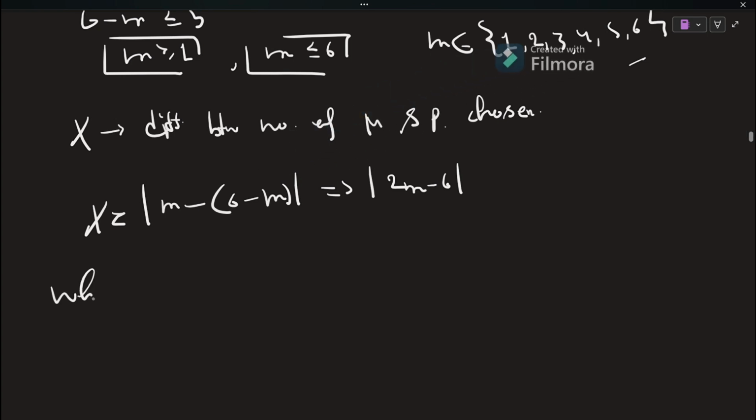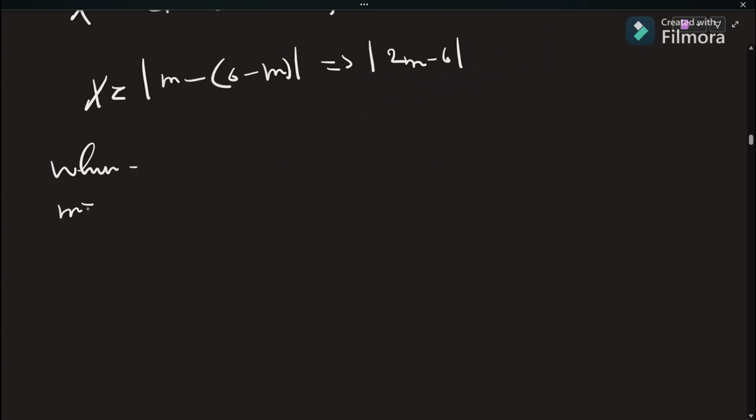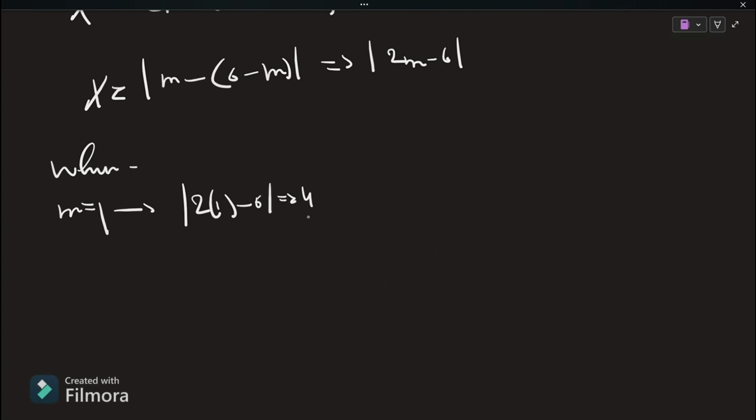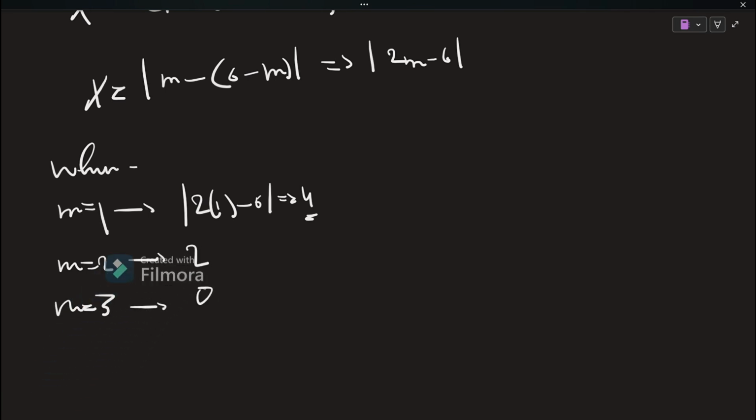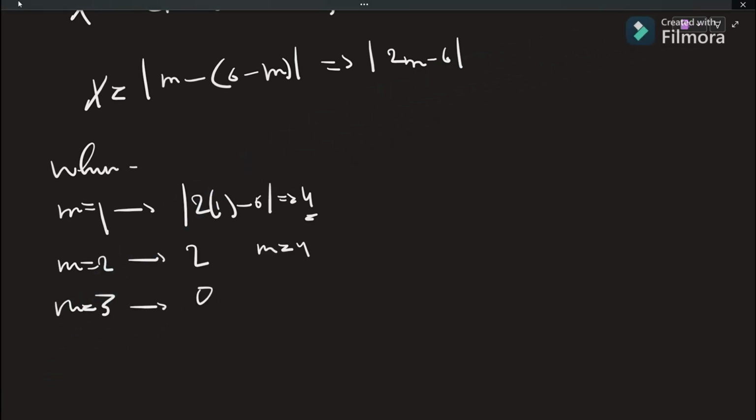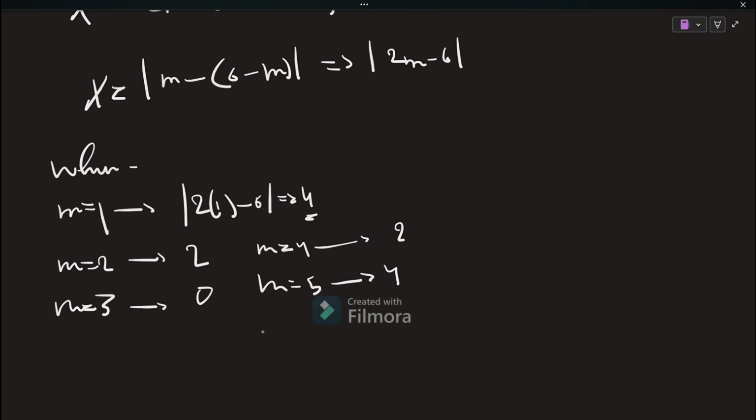Okay, when m equals 1, 2 times 1 minus 6 equals minus 4, so 4 in magnitude. When m equals 2, we will get 2. When m equals 3, we will get 0. When m equals 4, then we will get 2. When m equals 5, then 4. When m equals 6, then 6.